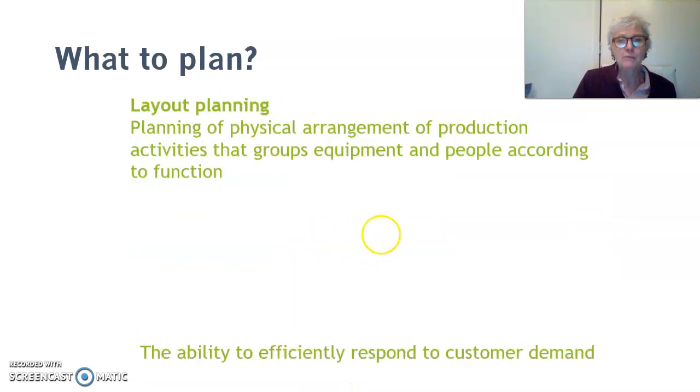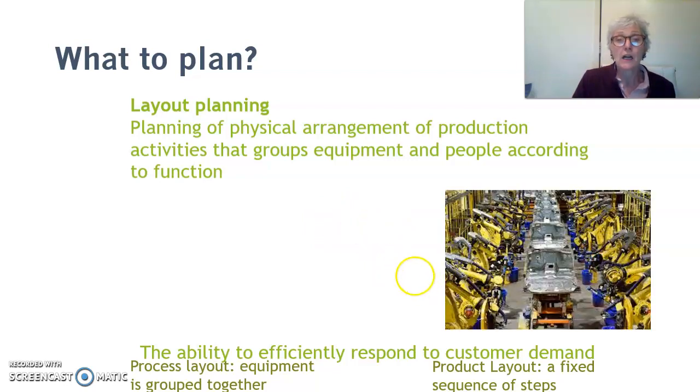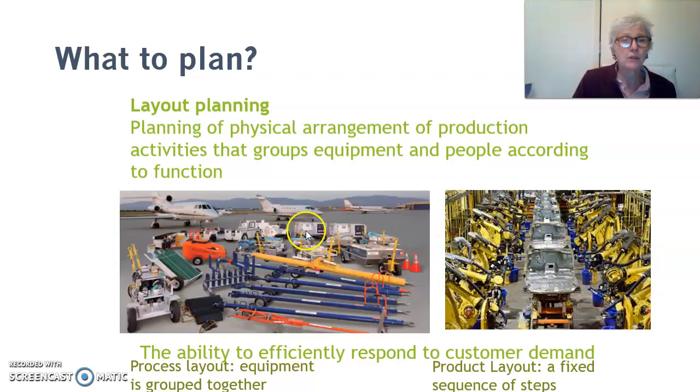The layout planning will make a difference between product layout and process layout. A product layout is a fixed sequence of steps. It's an assembly line, like this example. The line is fixed and a lot of steps in a sequence are performed. Or a process layout, which is a grouping together of equipment according to a particular function. In this case, we are looking at the ground service for aircraft.